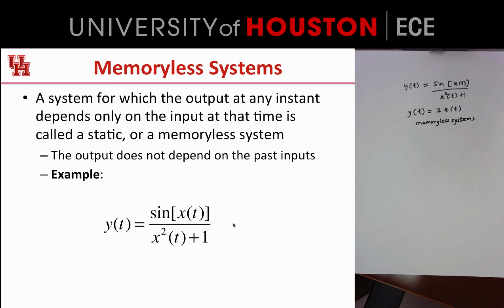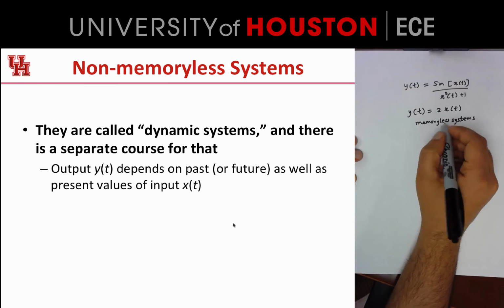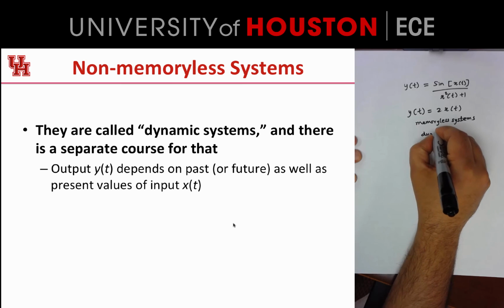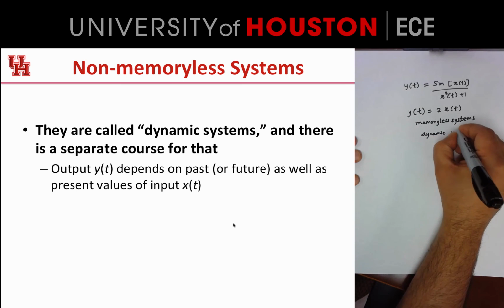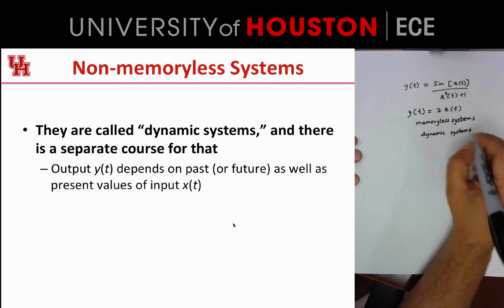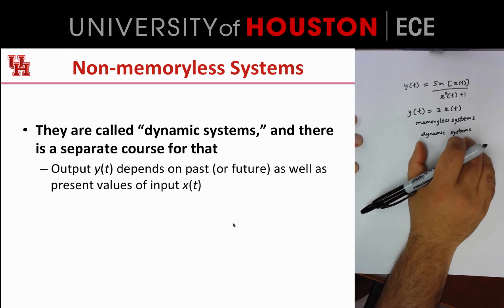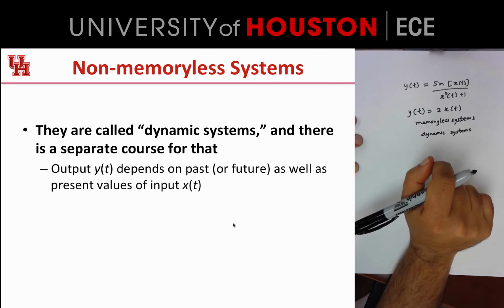It depends on when you deliver the pulse, for example. Whereas the memoryless systems are much easier. Now, if a system does have memory, or in other words, non-memoryless systems, they are known as dynamic systems. By and large, the subject of dynamic systems is outside the scope of ECE 3337. But happily we have a separate course for dynamic systems, and I hope you sign up for that, maybe next semester or something like that.